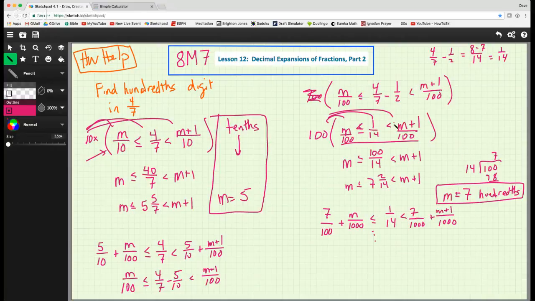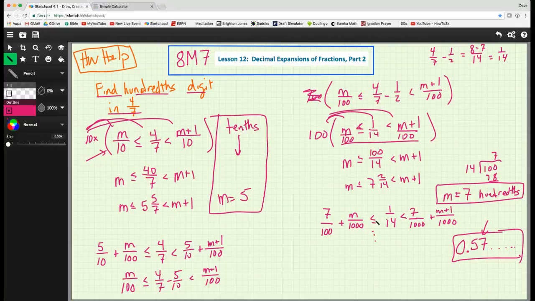but we don't need to, because all the question said is find the hundredth digit in 4 over 7. And the hundredth digit is 7. So we know that the tenth digit was a 5, the hundredth digit was a 7. So our final answer is going to be 0.57 dot, dot, dot. But we can stop because, again, we're looking for the hundredths.